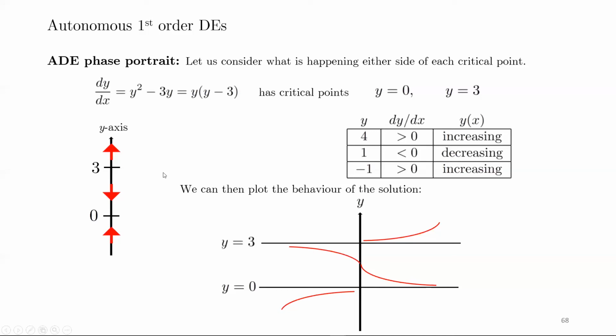Okay, but the opposite is true for the other critical point y equals 3. If we start just below y equals 3, like 2.9999, then we're actually going to move away from that line y equals 3. We're going to move down towards the line y equals 0. But if we start slightly above the line y equals 3, say 3.001, then we're going to move away as y increases. So there's something interesting going on, something that's different between the critical points y equals 0 and y equals 3.